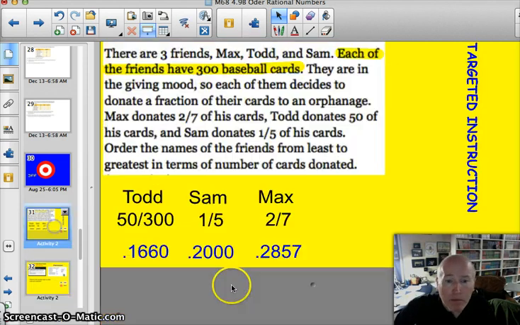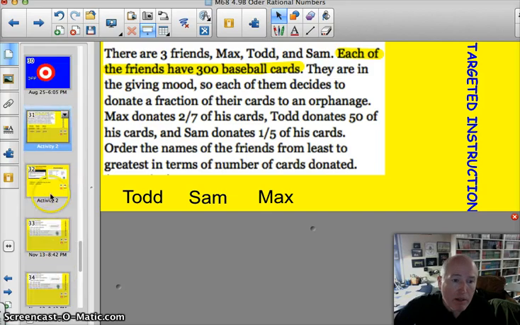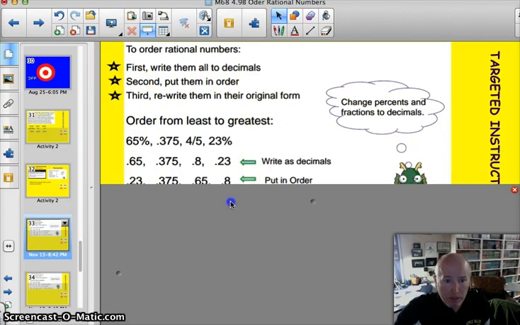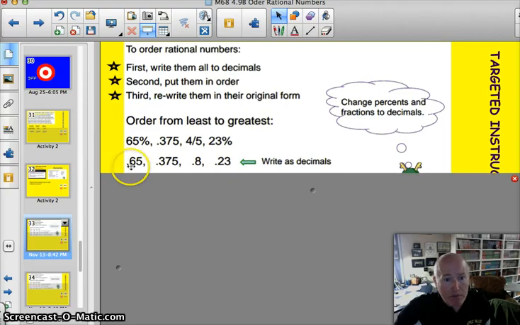All right, here we go. Here's our first problem. We need to order these from least to greatest. So we have 65%, 0.375, 4/5, and 23%. This looks a lot like your test questions will be tomorrow. So the first thing we do, write them all as decimals. So 65% becomes 0.65. This is a decimal, so it just stays 0.375. 4 divided by 5, or 4/5, is 0.8, and 23% is 0.23.